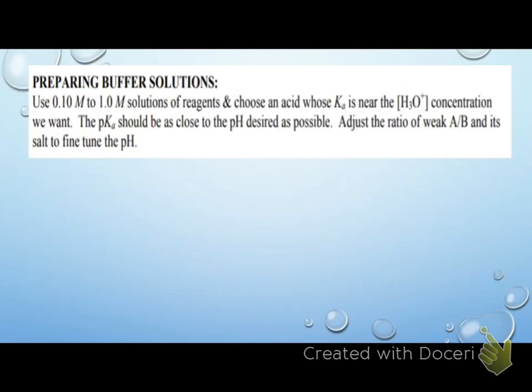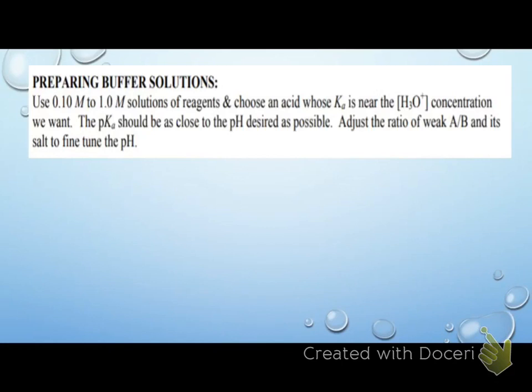Okay, so the next one is preparing a buffer solution. It says using acetic acid, right? Oh, this is just telling you that's not the problem yet. Sorry, I was ready to do a problem. Okay, so you're going to choose one whose Ka is near your concentration.